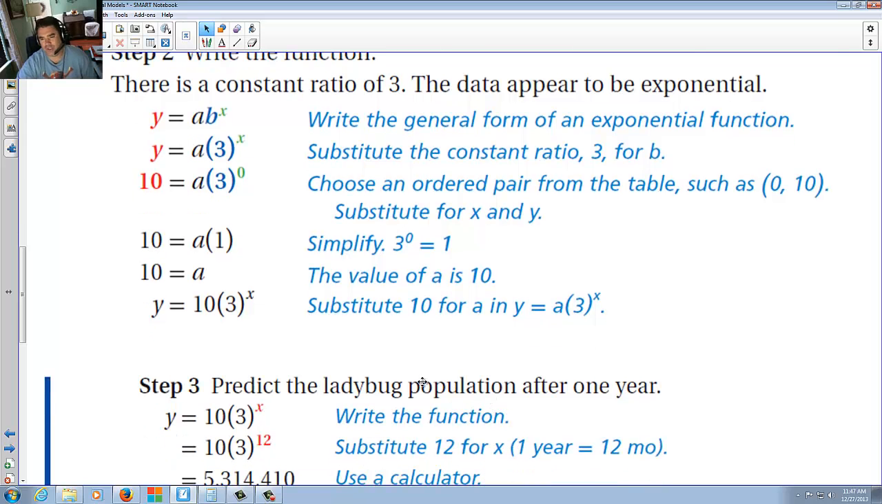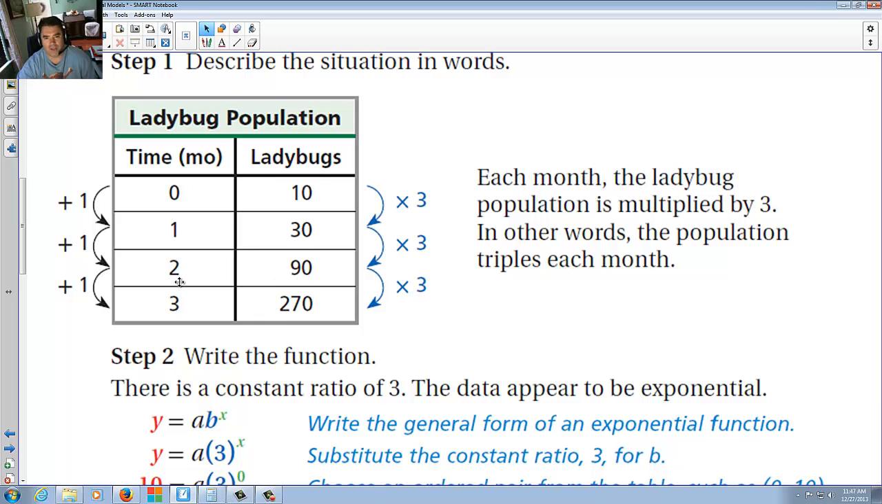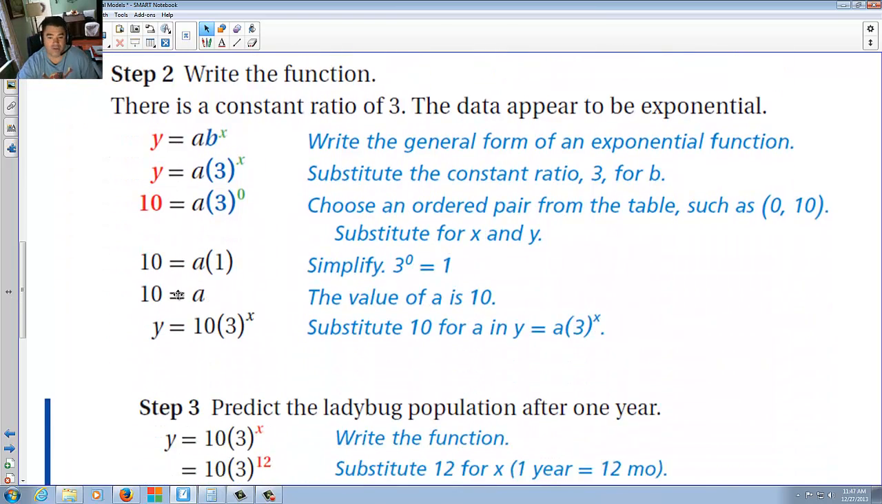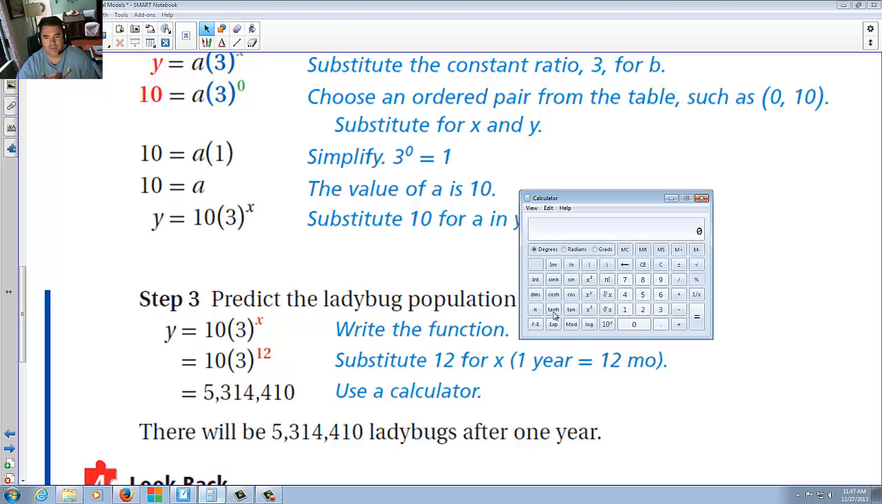Predict the ladybug population after 1 year. Well, how often are you doing this? It's per month. Well, there's 12 months in a year. Therefore, it's to the 12th power. So 3 to the 12th power. Take out my calculator here. It's going to be 531,441 times whatever you had. You had 10 to begin with, so times 10. You're going to have 5 million ladybugs. That's how you do it.